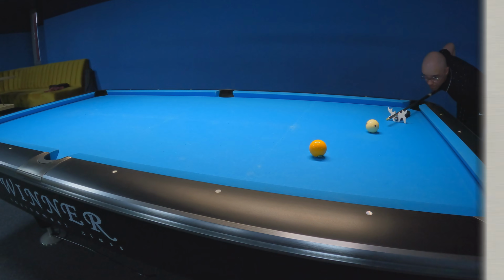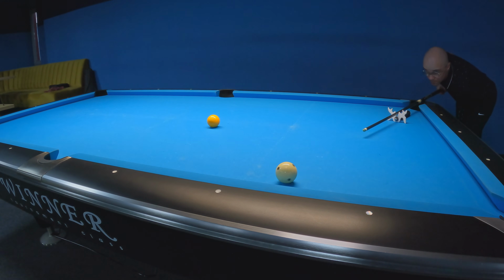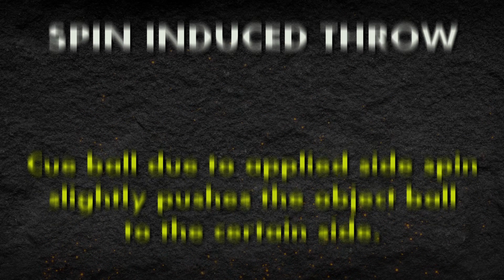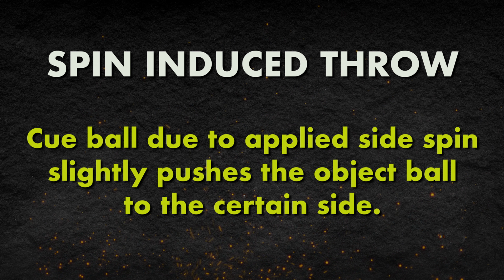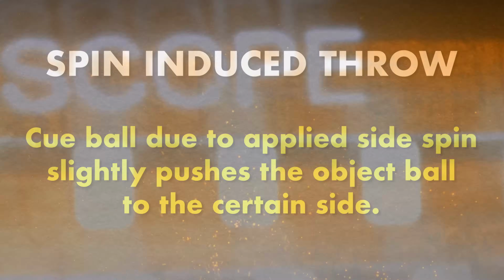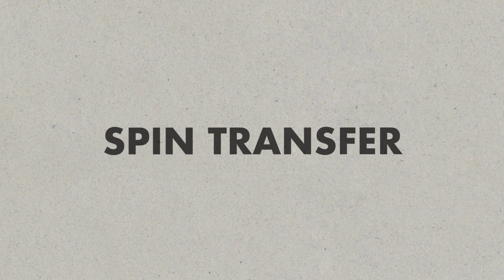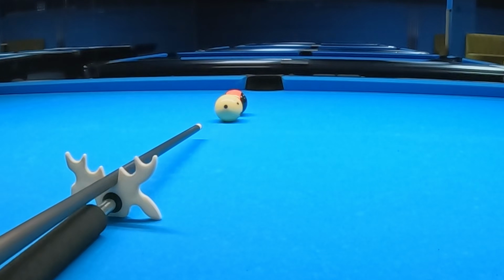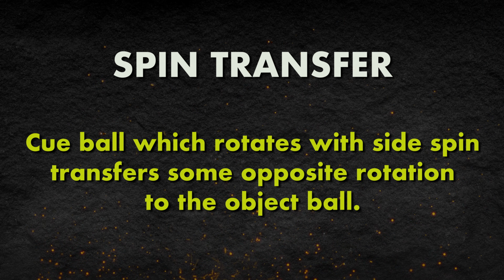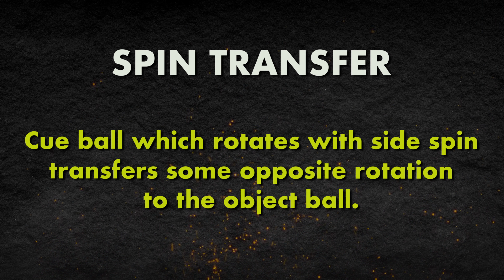Spin-induced throw means that if we apply side spin, then during contact between balls, the cue ball slightly pushes the object ball to a certain side. But spin transfer means that the cue ball, which rotates with side spin, during contact with the object ball transfers some opposite rotation to this ball, which is clearly visible in slow motion.